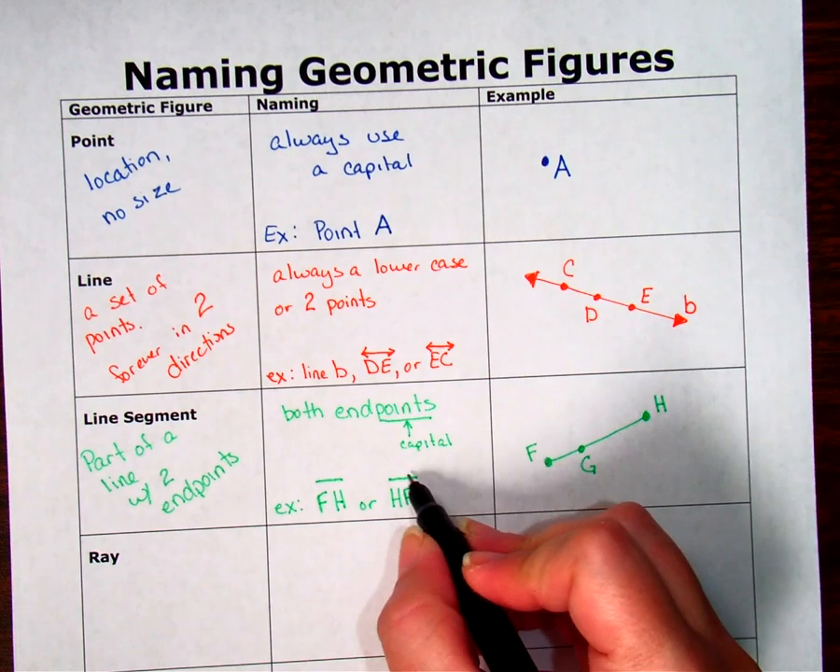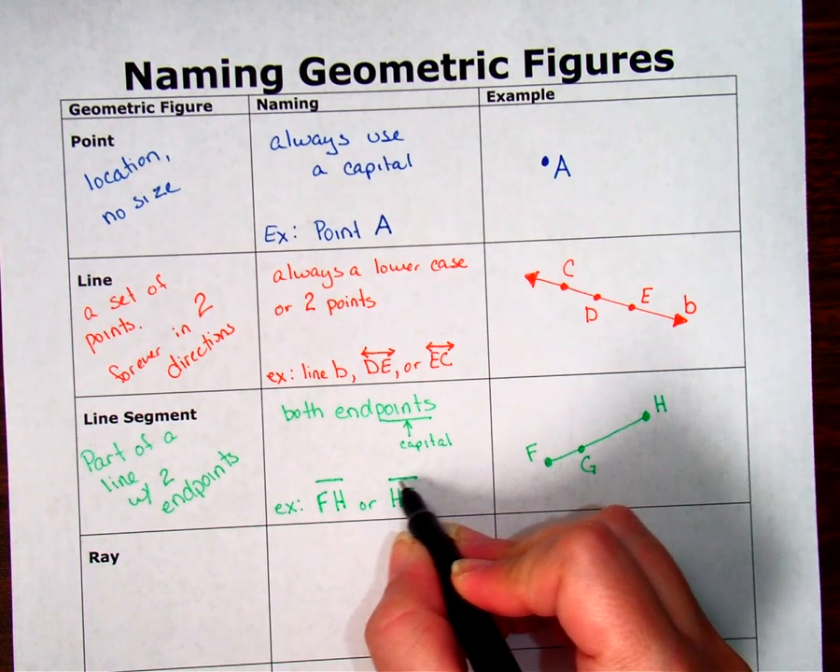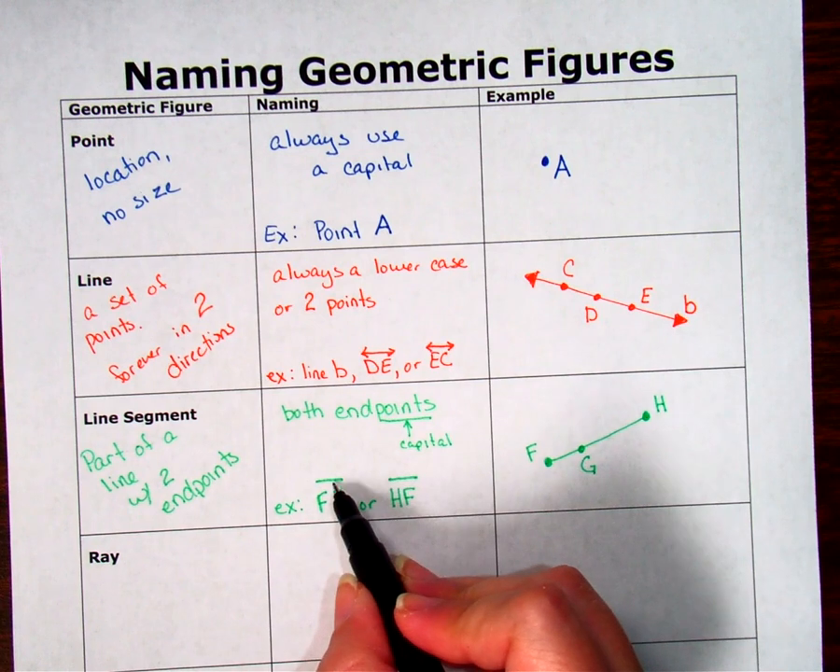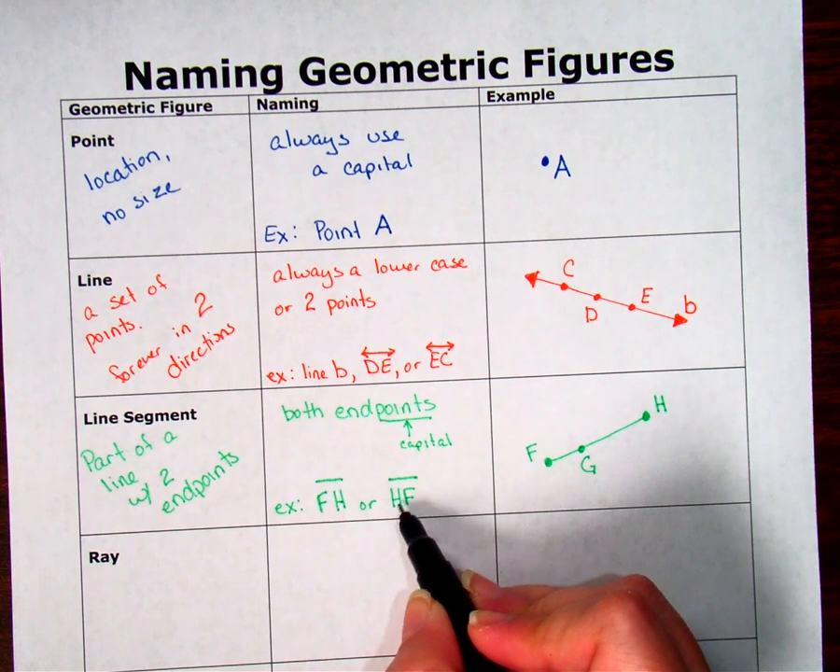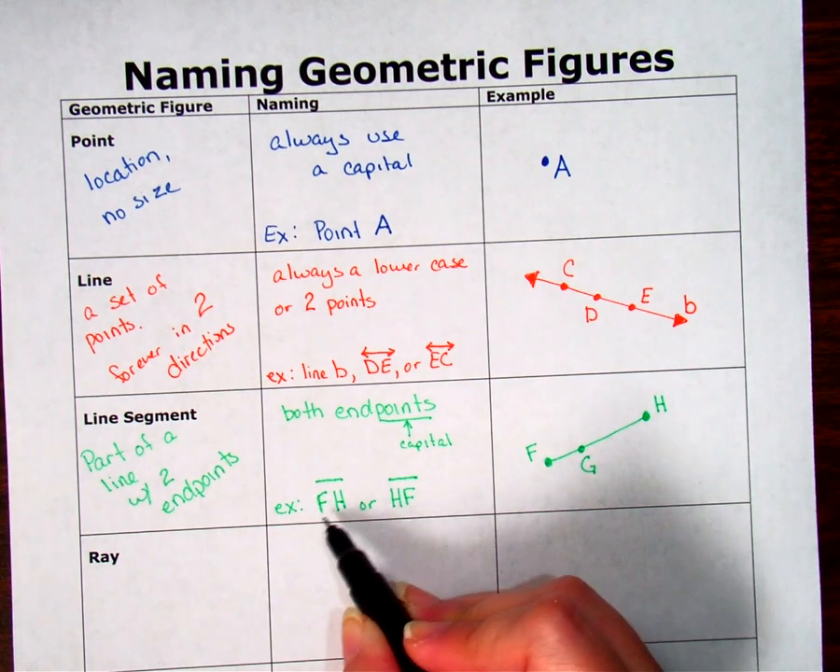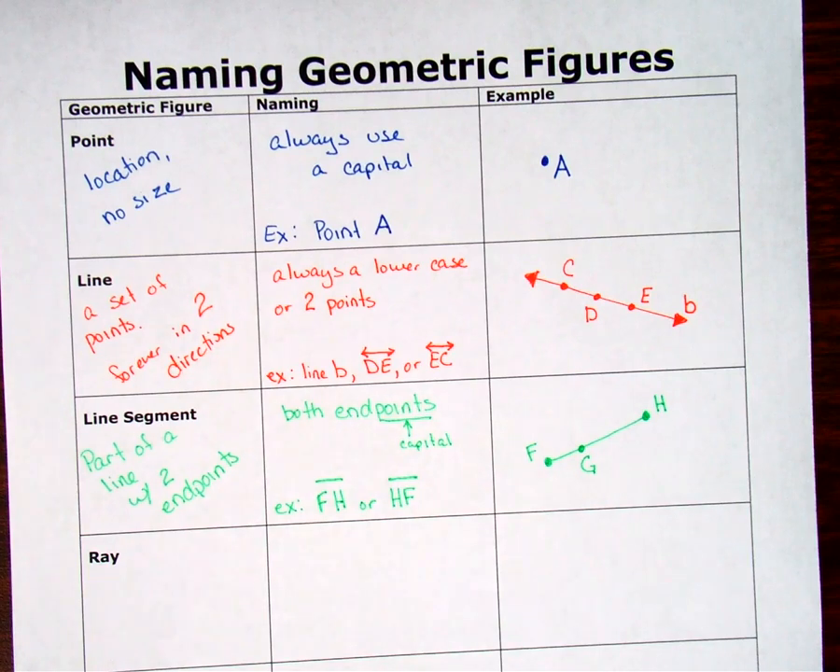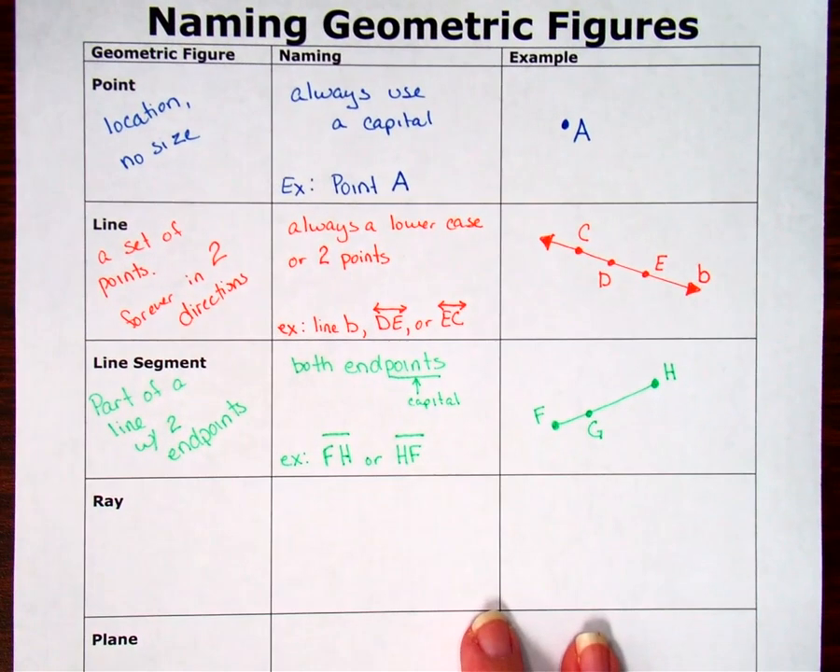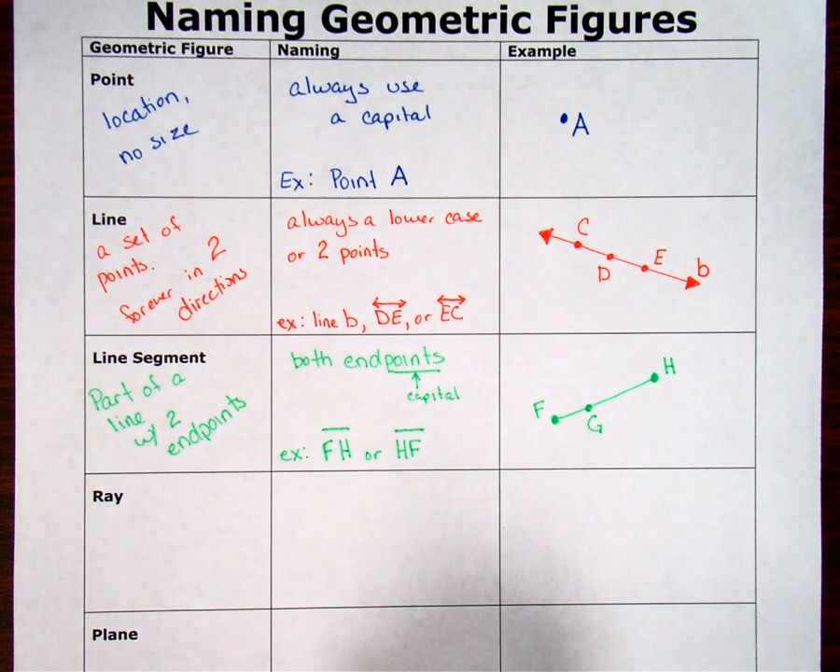When you're reading it out loud, you say what's on top first and then the 2. So segment FH, segment HF. And I know that those are the endpoints. Okay? Let's do one more for this video, and then we'll save the last 2 for the second video for today's notes. The next one we're going to look at is a ray.